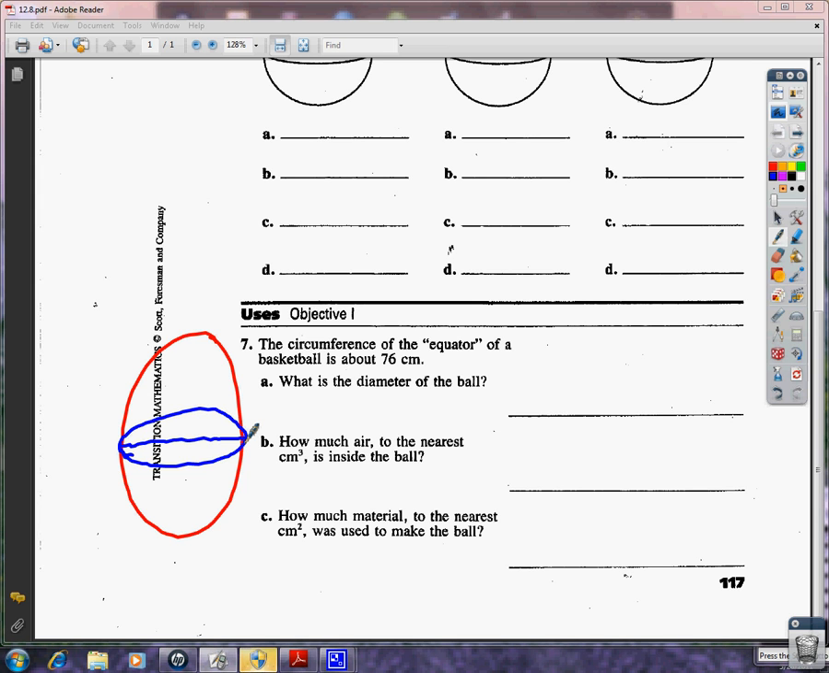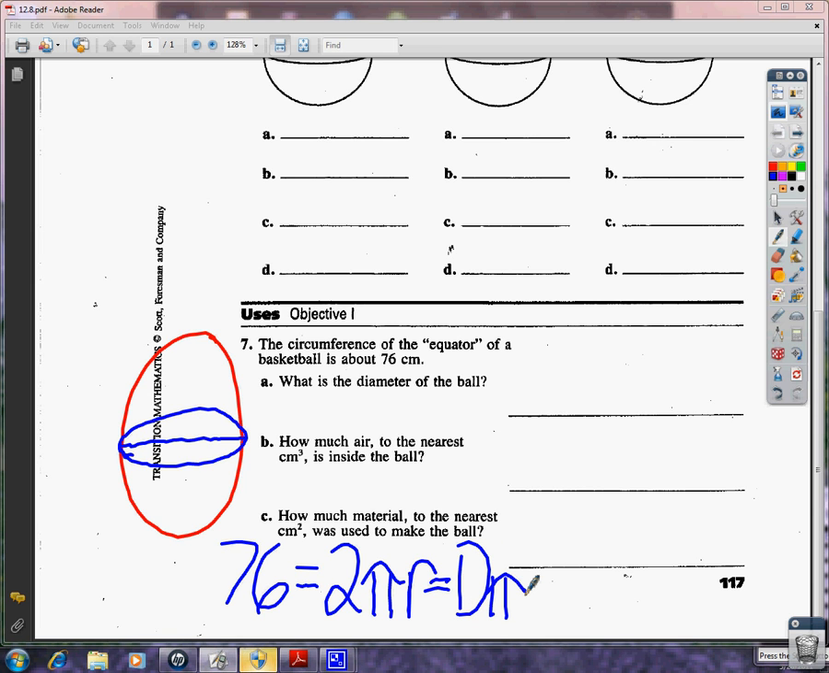So if the circumference is 76, circumference equals 2 pi r, or just diameter times pi. Okay? So all we need to do to get d alone is to divide it by pi. So the diameter is 76 divided by pi, and you need to figure out what that approximately equals.